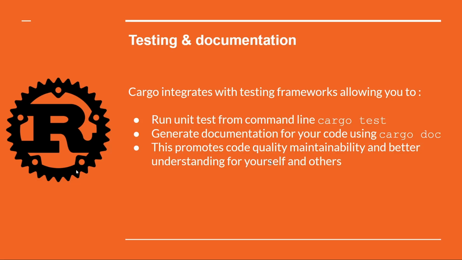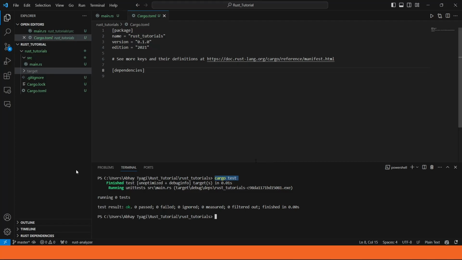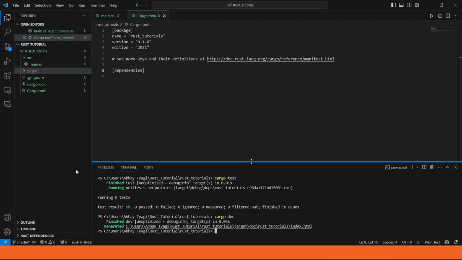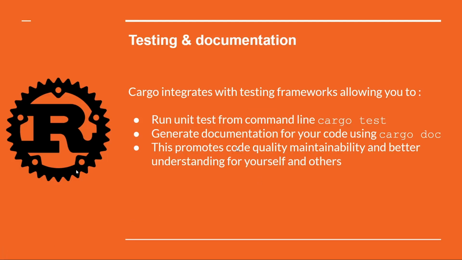Cargo can generate documentation for your code using cargo doc. If I go to the project, I will type cargo doc. This particular command will create a document for my project. This promotes code quality, maintainability, and better understanding for yourself and others.